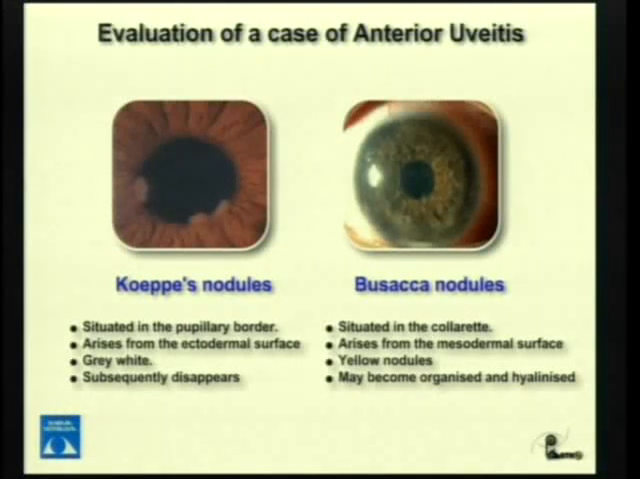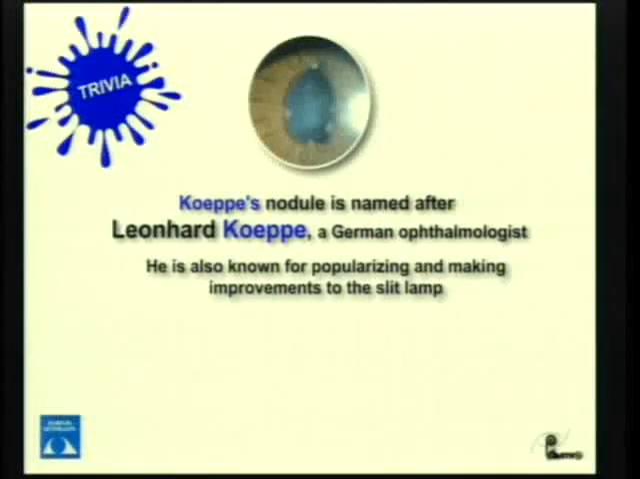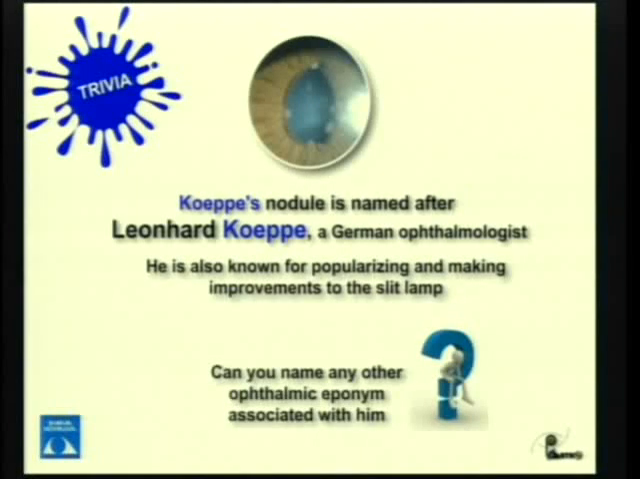There are mainly two types of inflammatory nodule. One is the Koeppe nodule, which is situated at the pupillary border, and the Busacca nodules are seen in the collarette. Now here is just a trivia. The Koeppe nodule is named after Leonard Koeppe, a German ophthalmologist. He is also known for popularizing and making improvement in the slit lamp. Now my question is, can you name any other ophthalmic eponym associated with him?